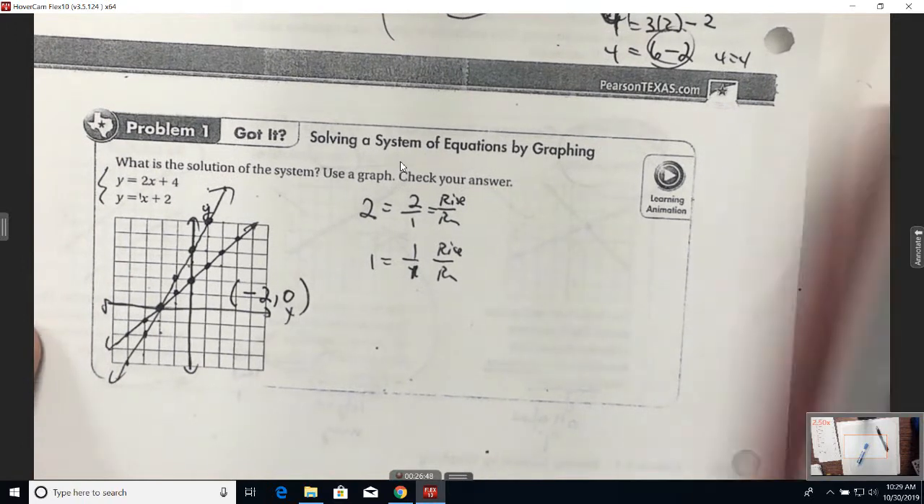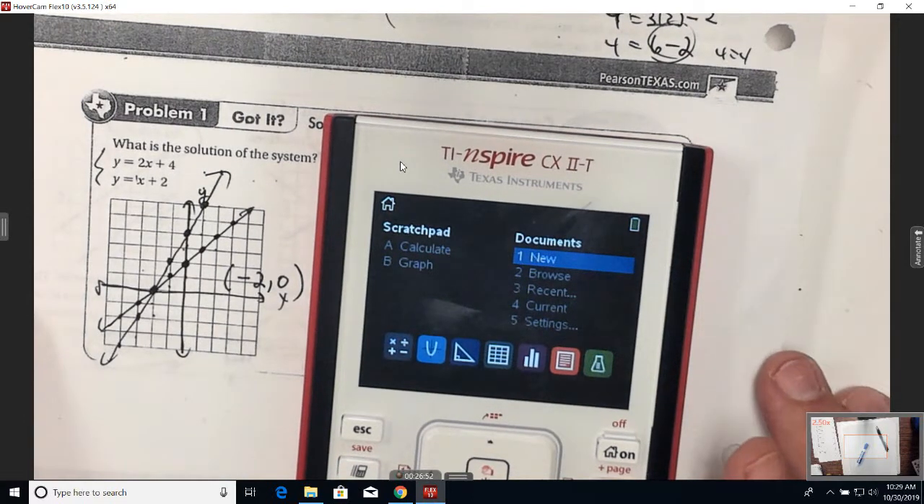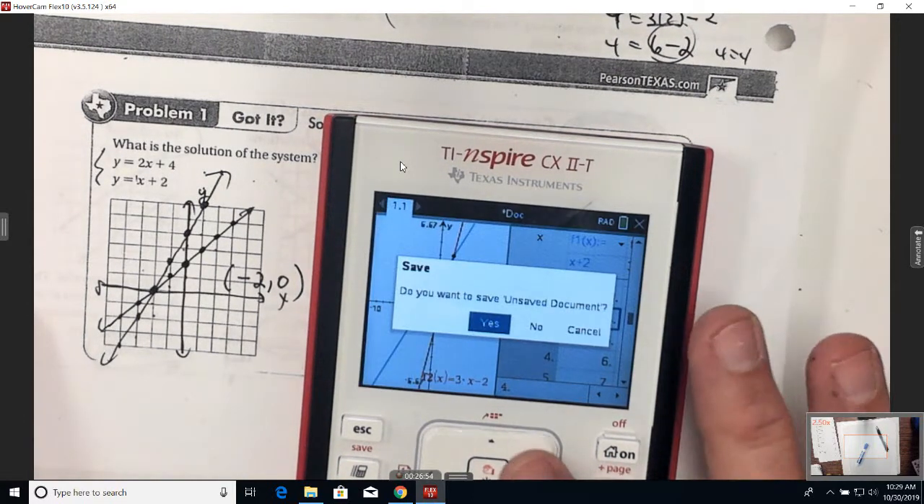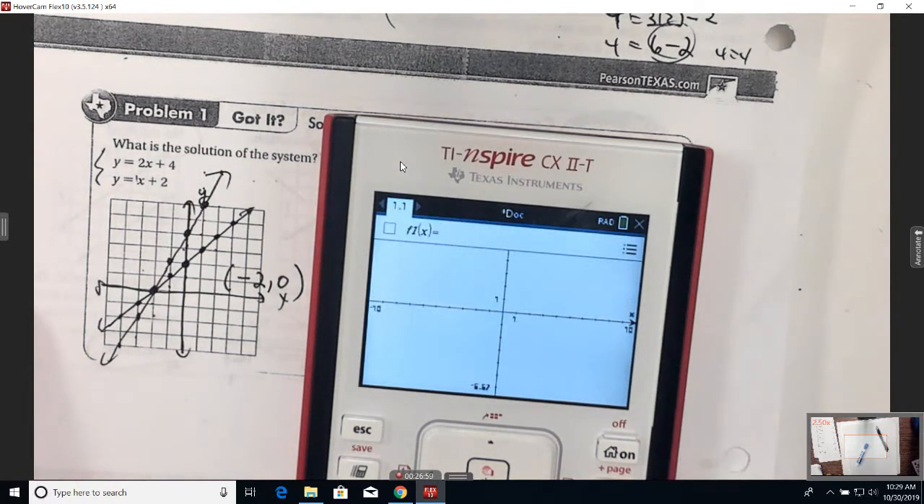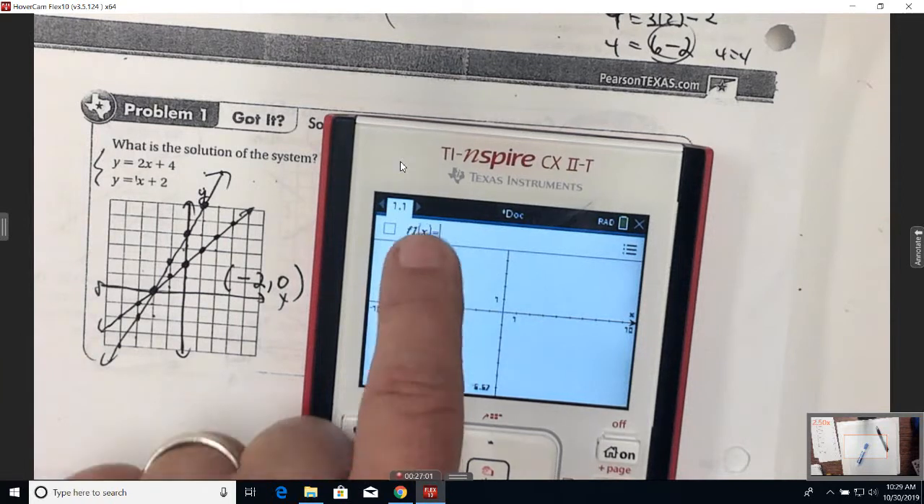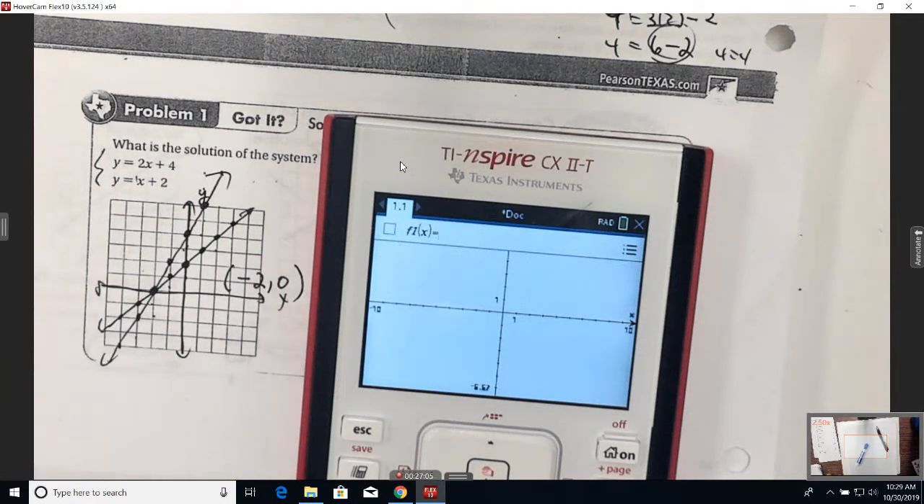How do I verify that with my calculator? Watch this. We're going to do something a little different this time. Y'all ready? Go to New Document, just like we have. Don't save your last one. Add a graph. Yes, we're going to do that the same way. But this time, I don't want to graph this, even though this is in slope-intercept form. I don't want to graph it in slope-intercept form. I want to graph it as a relation. Y'all know how to do that?